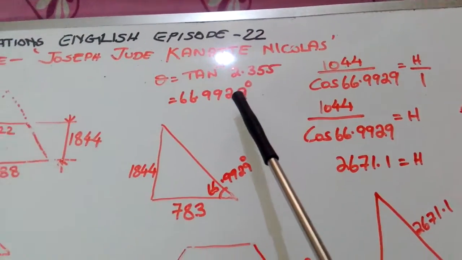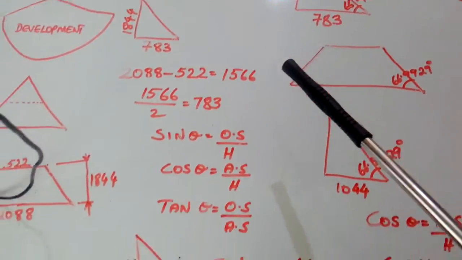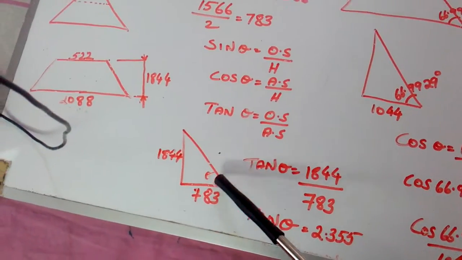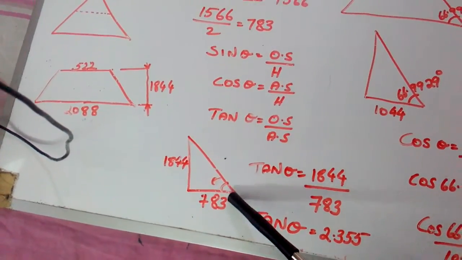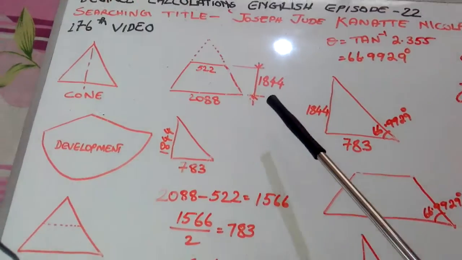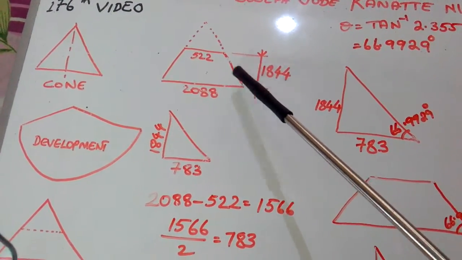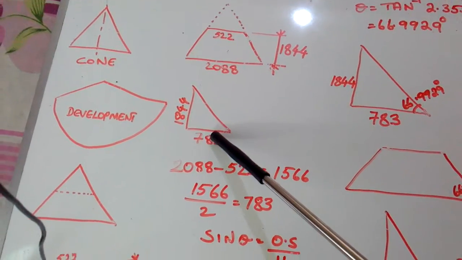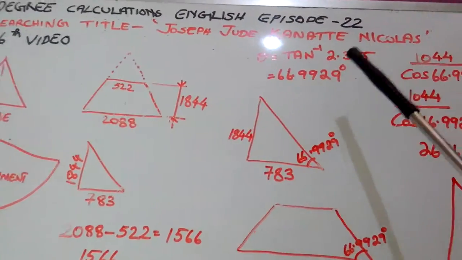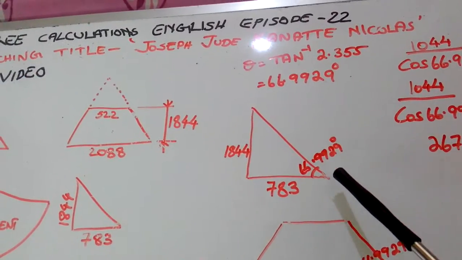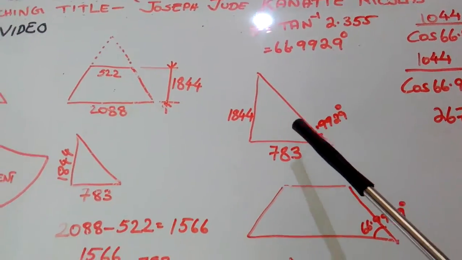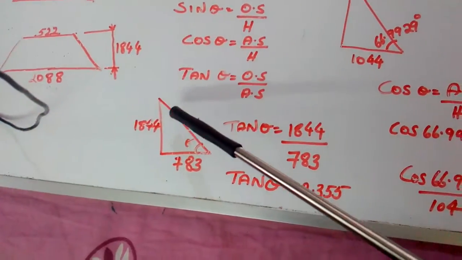So now we have got this degree theta. It is 66.9929. We have got this degree, 66.9929. I have written it here. Now our measurement is 1844.